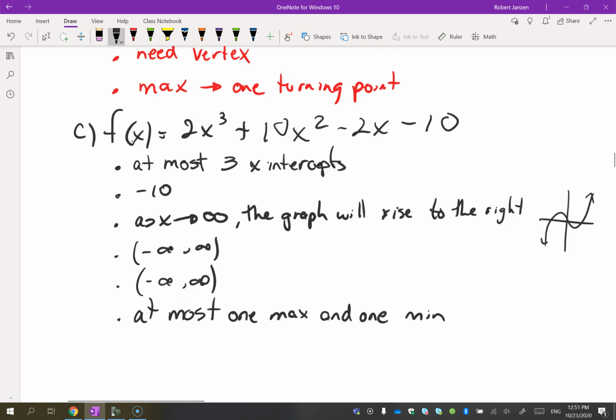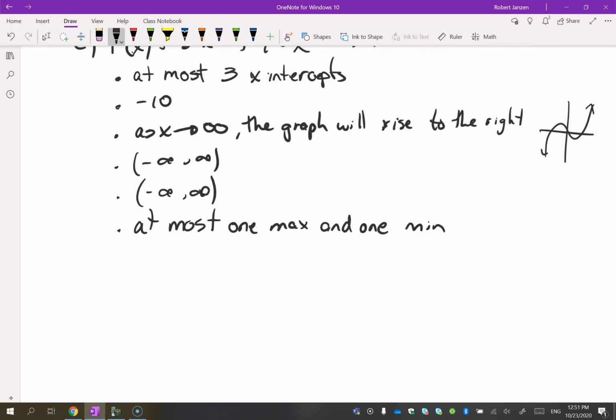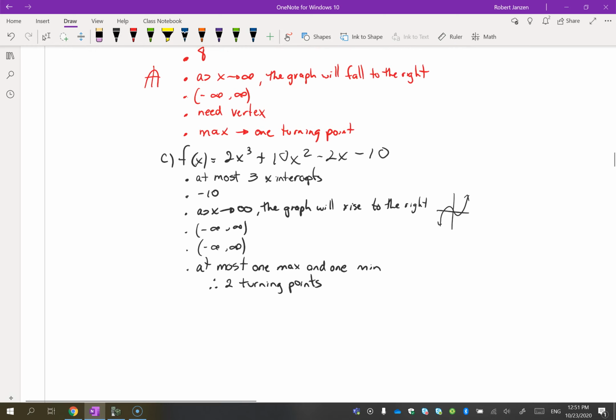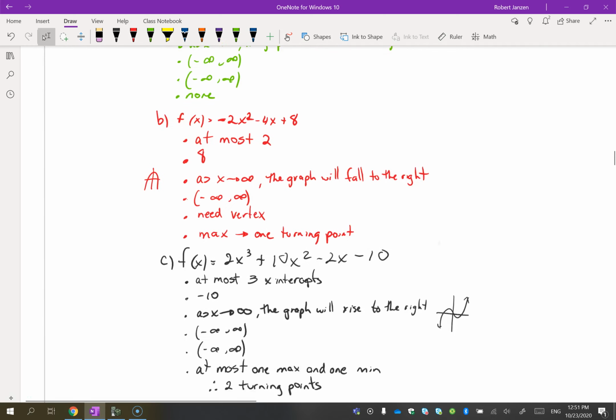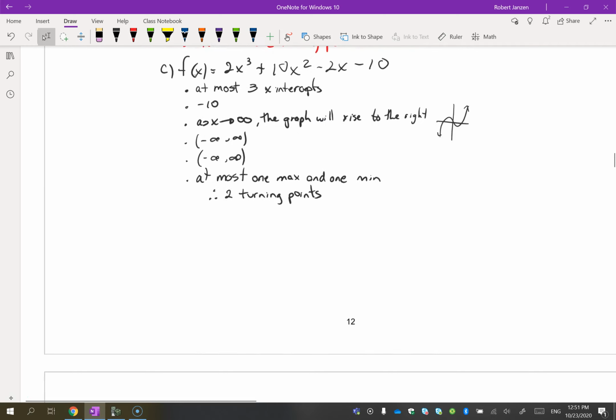Okay, so that means what? Therefore, 2 turning points. Now it's possible it doesn't have 2 turning points. It might only have 1. It might not even turn. It depends what that graph looks like. Okay? So that's what we're looking at just by looking at the equation, what we know already.